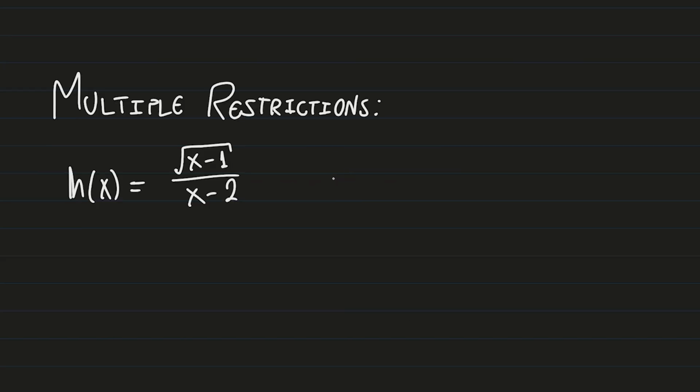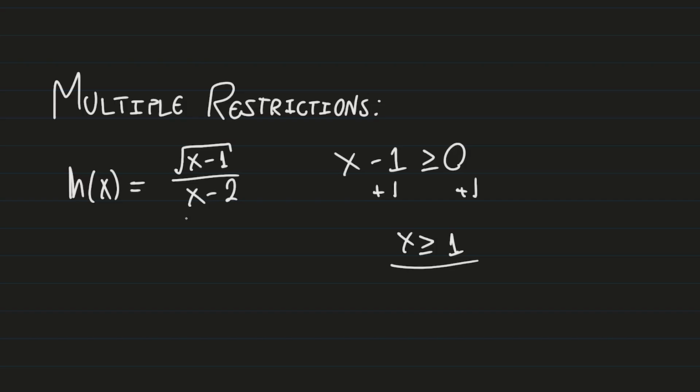Sometimes a function will have more than one restriction. As you can see, we not only have a square root, but we also have a denominator that could equal 0. Let's focus on the numerator first. We know that the stuff inside has to be greater than or equal to 0, so let's set it equal to that. Then we add 1 to both sides. We get x is greater than or equal to 1. That's the first step of our domain. That's not the whole domain, but that is the first step towards it.